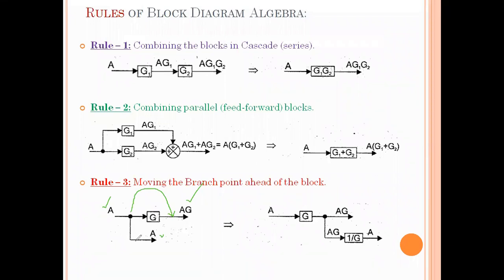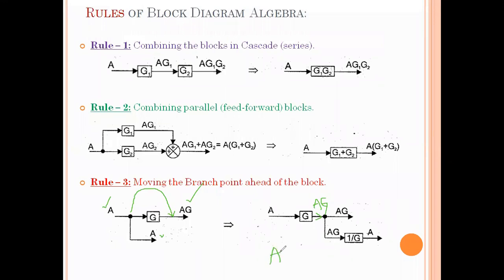Okay, now look into this branch. In this branch, we need to get the output as A only. But if we move this branch point from this point to this point, here the output value is AG, because the input A is coming through this G. That means A into G, we will get the output as A into G. But we need to get A only, not AG. From the branch point, we need to get A only. So that means we need to cancel out this G. How will this G be cancelled out? By adding an extra block, which is 1 by G.